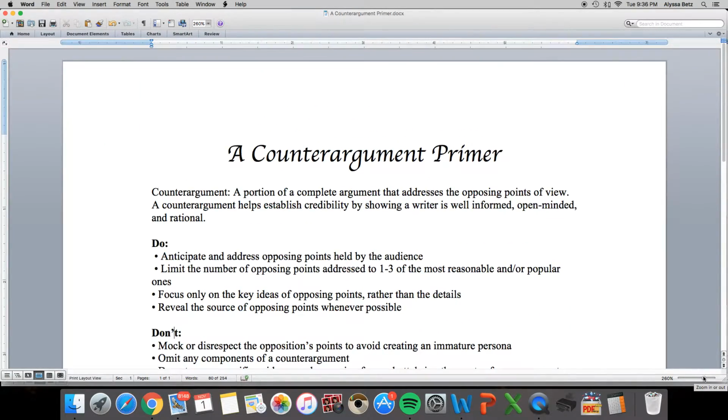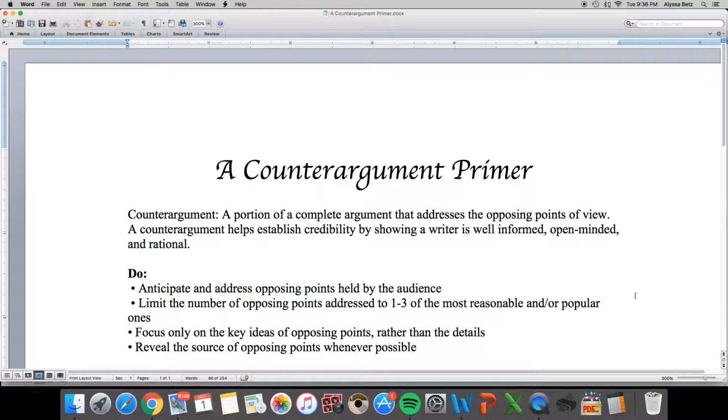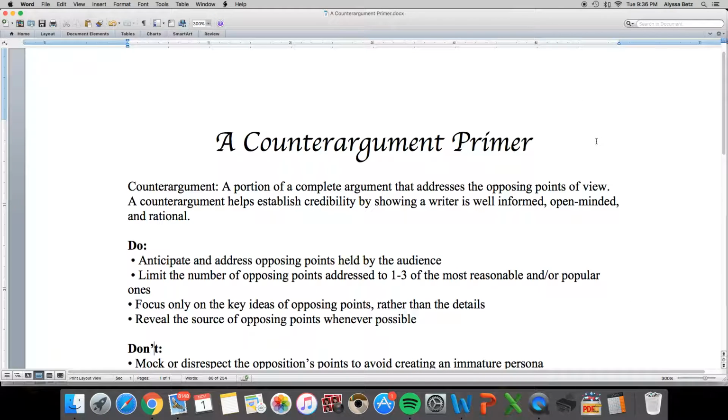For our definition of a counter argument here, and this goes along with argumentative essays, a counter argument is going to be a portion of an argument that addresses the opposite side of yours. It addresses the opposing viewpoint. The counter argument helps to establish credibility by showing the reader that the writer is well-informed, that the writer is open-minded, that the writer does know that there are pieces of evidence against him or her, but that he or she addresses it and understands it and uses a rebuttal to show why it doesn't make sense or why it's not as strong as his or her side of the argument.